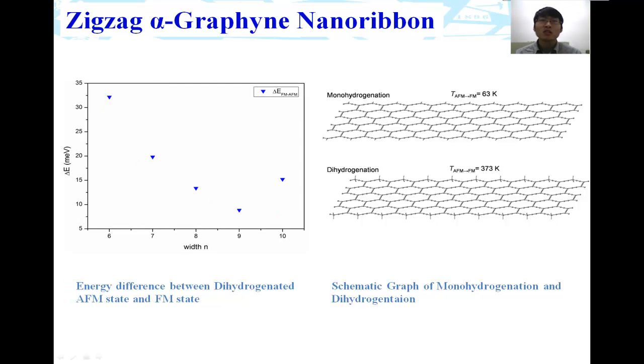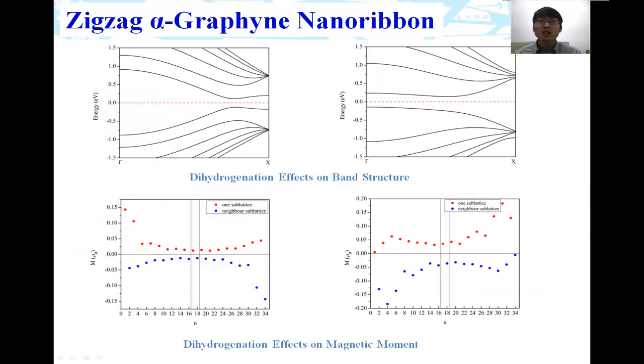Then I proposed the dehydrogenation of zigzag graphene nanoribbon and examined the energy difference between the anti-ferromagnetic ground state and the ferromagnetic metastable state, which is increased by almost 1 order, leading the anti-ferromagnetic ground state to be stable under room temperature. Also, I found the dehydrogenation effects on the band structure of zigzag graphene nanoribbon and the change of magnetic moment of each carbon atom. Both could help explain the increase of the energy difference.